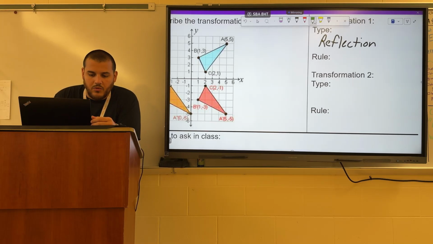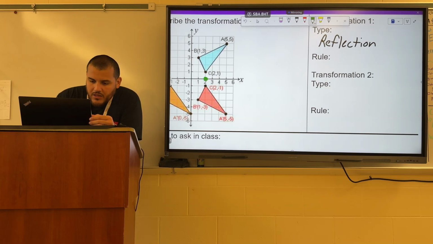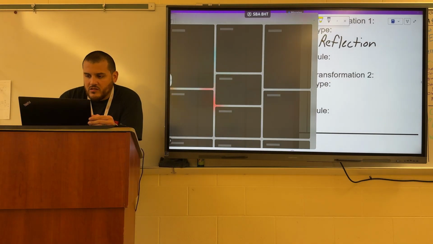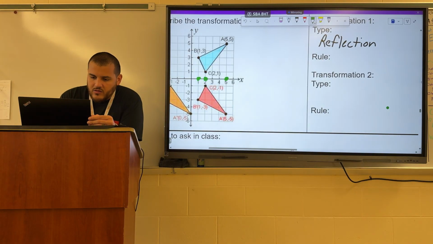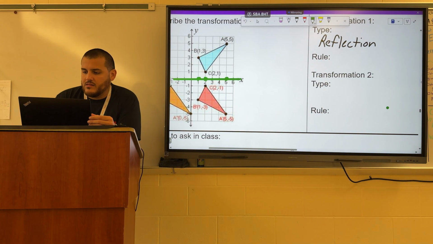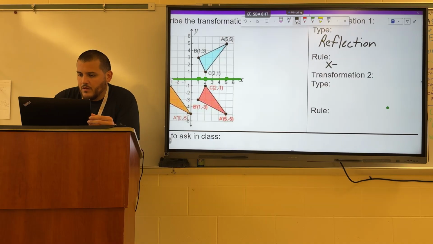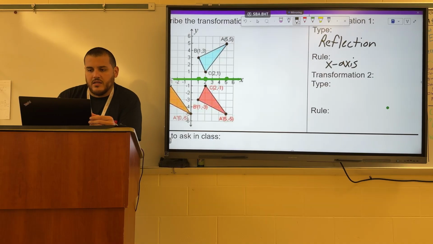For example, the midpoint between C and C prime would be right here at 2, 0. The midpoint from B and B prime would be right here at 1, 0. The midpoint for A and A prime would be here at 5, 0. If I connect those, that would give me my line of reflection. That is the x-axis. So that first transformation is a reflection over the x-axis.